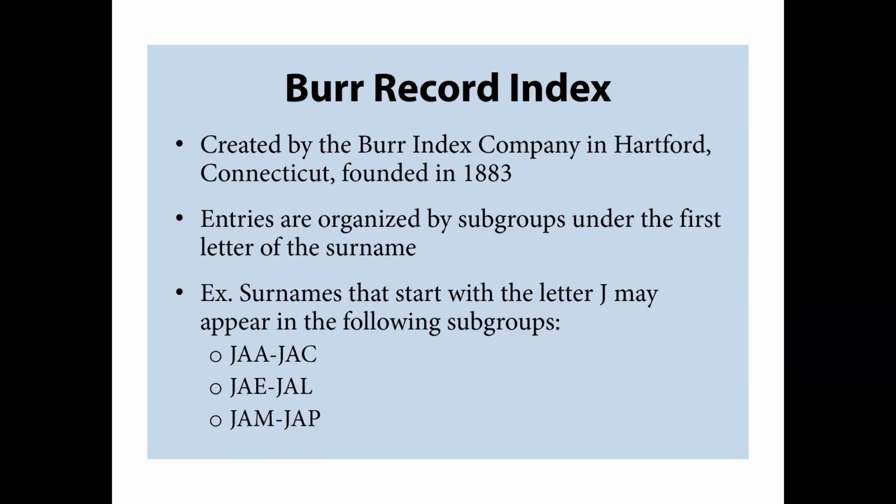So if we take the letter J down at the bottom here, we have JAA to JAC, and then we may have it pick up later to JAE to JAL, JAM to JAAP, etc. And they might skip a range, for example, JAD, if there are no names that fall within that record set.